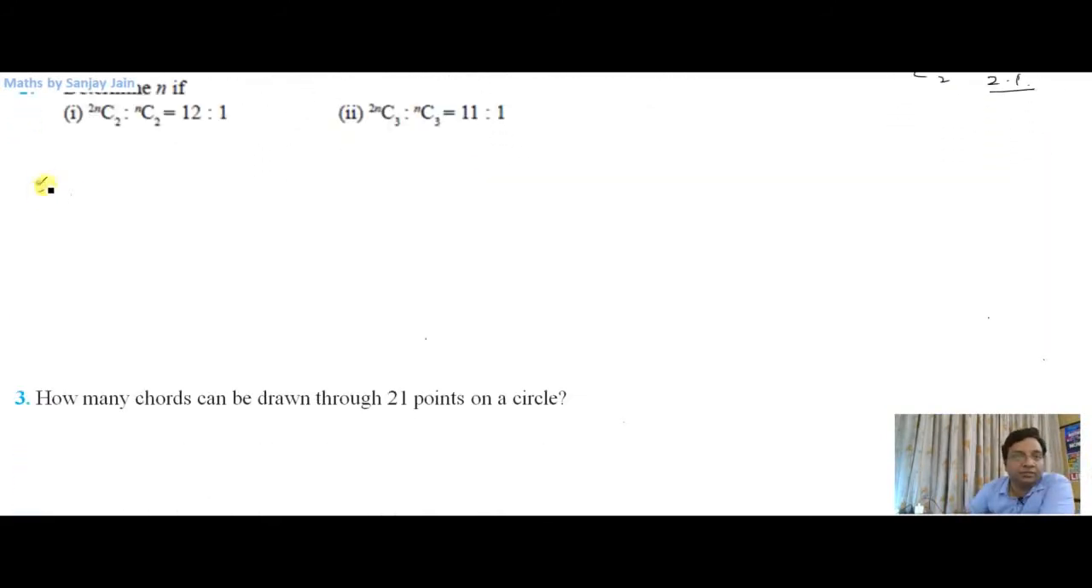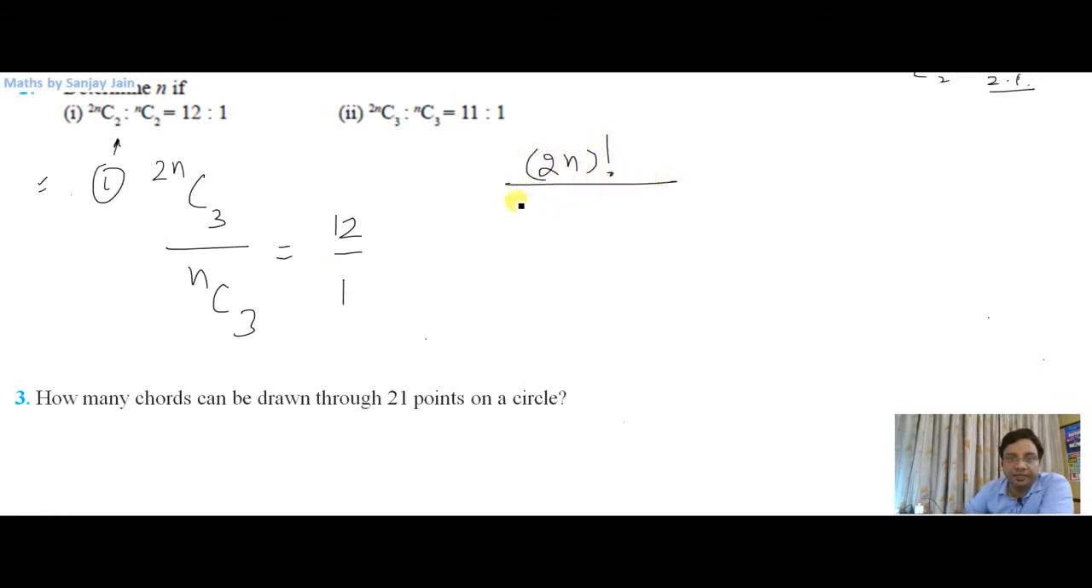So let us do this second question. Now the first part is 2nC3 and not 2 here, so this is a misprint. So 2nC3 divided by nC3 is equal to 12 is to 1. Let me apply the formula, that is 2n factorial divided by 3 factorial into 2n minus 3 factorial, divided by n factorial upon 3 factorial into n minus 3 factorial, and it is given equal to 12 by 1. So now I have applied the formula here.